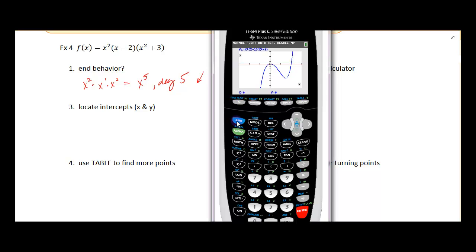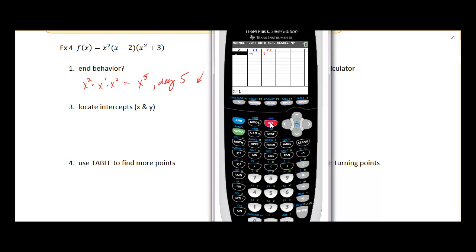You must first make sure that the table is set to ask. So we're going to go to Second, Window, and your independent variable, that's the x variable, needs to be set to ask. So if it's not, you're going to arrow down, arrow over till it's highlighted, you click enter, and now it is set to ask. So when I go to the table function, which is second graph, and let me clear out what I have in here, or delete what I have in here maybe.